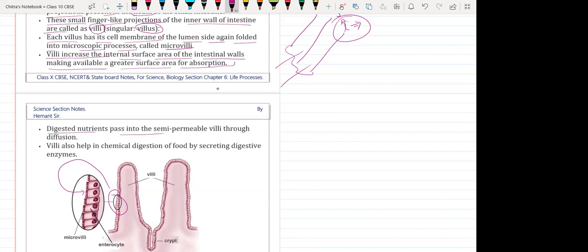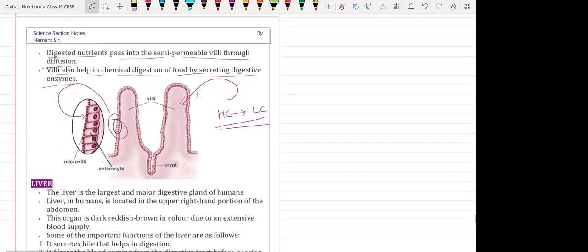Digested nutrients pass into the semi-permeable villi through diffusion. See, very important: the process by which nutrients are absorbed in the blood capillaries of the villi is the diffusion process. What is diffusion? Movement of material from the region of higher concentration to lower concentration. It's called diffusion. Villi also help in chemical digestion of the food by secreting digestive enzymes.